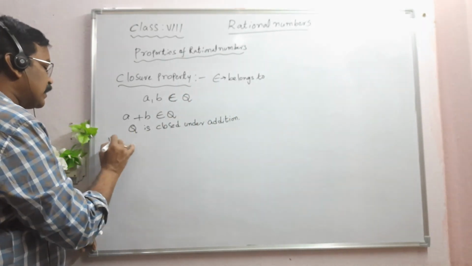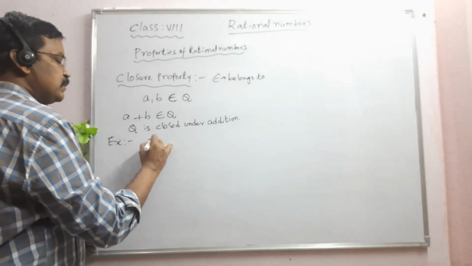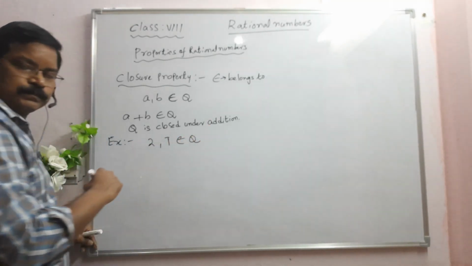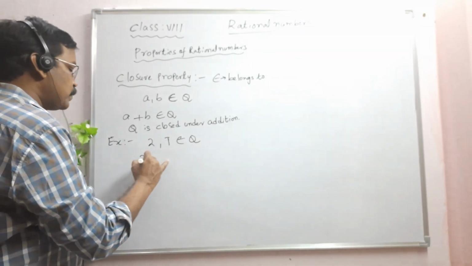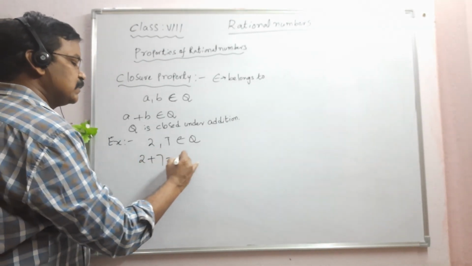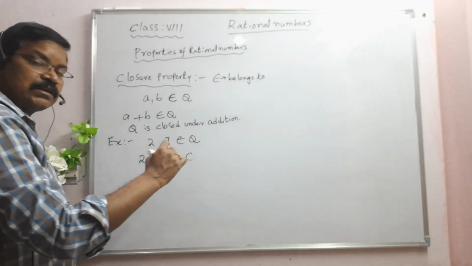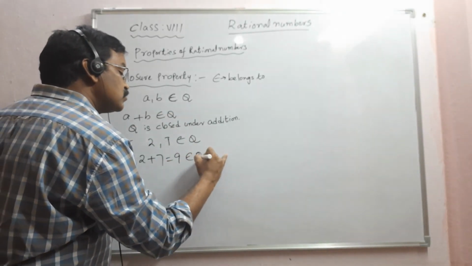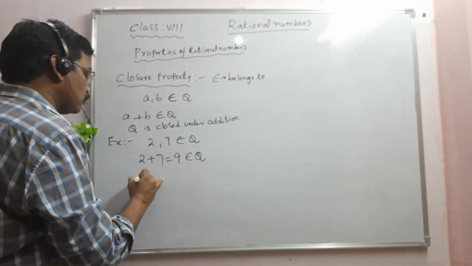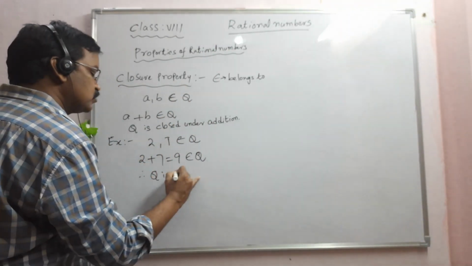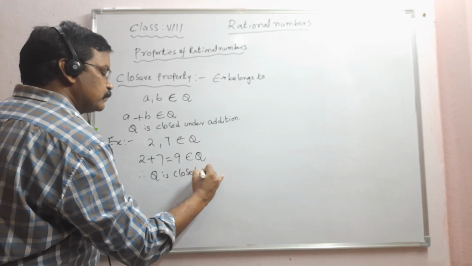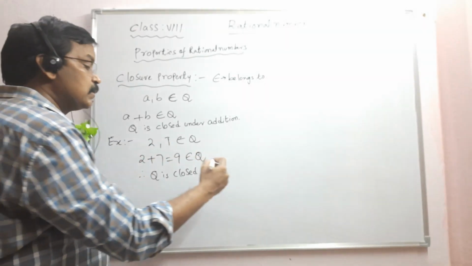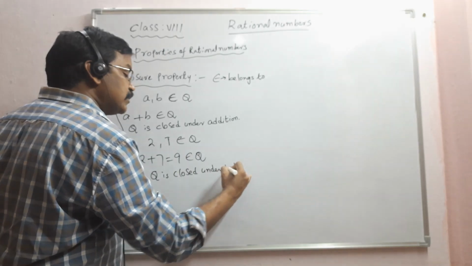I can give you one example here, students. Take 2, 7. They belong to Q. So 2 plus 7, what is that? 9. Is 9 a number of rational numbers? Yes. Therefore 9 also belongs to Q. Therefore Q is closed under, what is the operation we used here? Under addition.